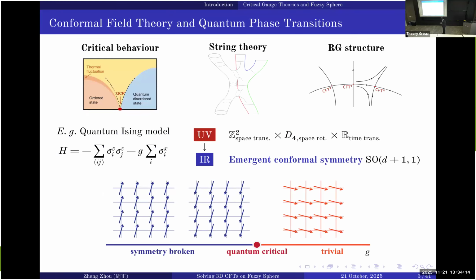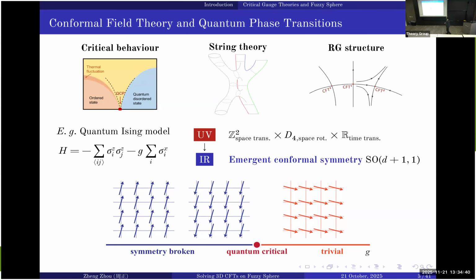So as an introduction, conformal field theory has been a central topic to theoretical physics. In condensed-matter physics, it describes the critical behavior. In high energy, it is also used in string theories. Moreover, it tells us about some fundamental structures of quantum field theories, for example, the renormalization group flow.